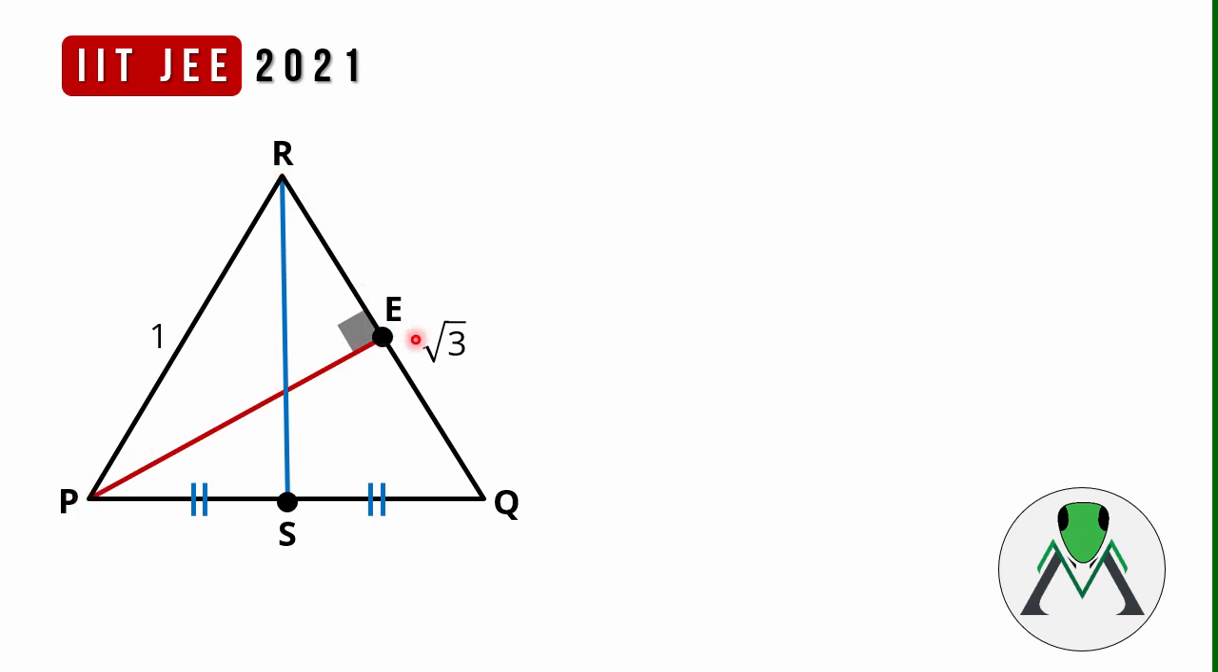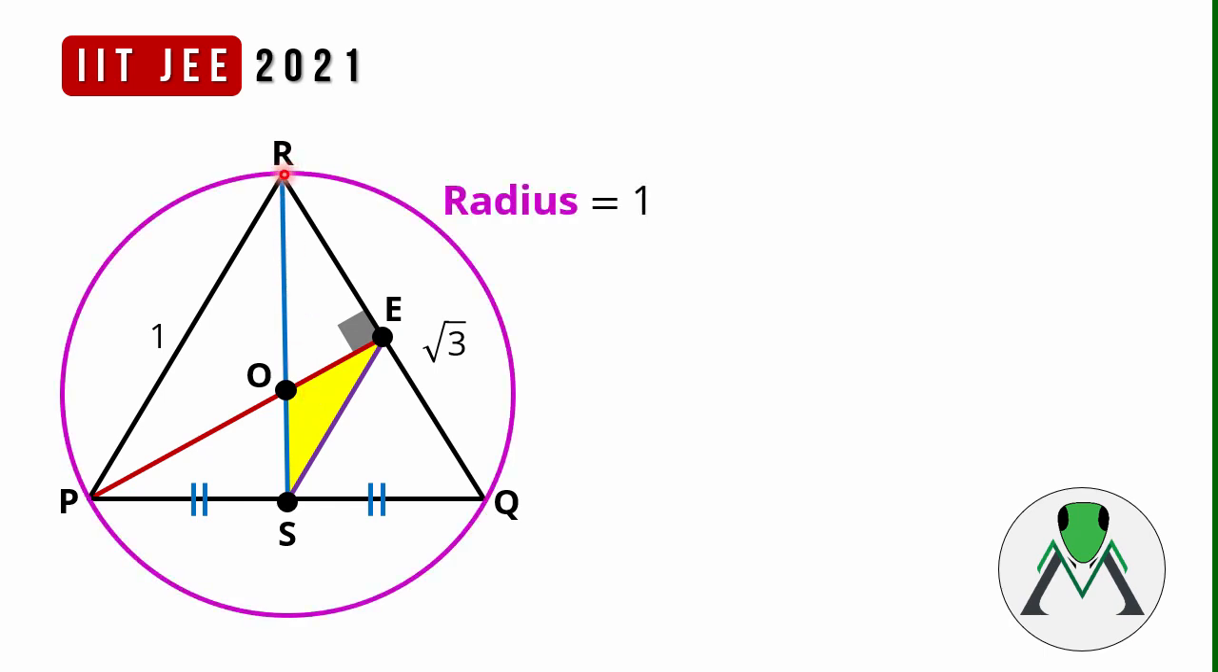to the side RQ which meets at point E, and it was also given that these two lines, the median and altitude, intersect at point O, and we have to find the area of triangle OES. One more piece of information given to us was that the radius of the circumcircle of triangle PQR is 1. So based upon this condition we have to find the area of this triangle, and it was also given that PQR is not a right angled triangle.